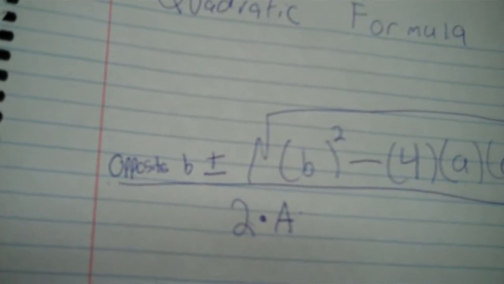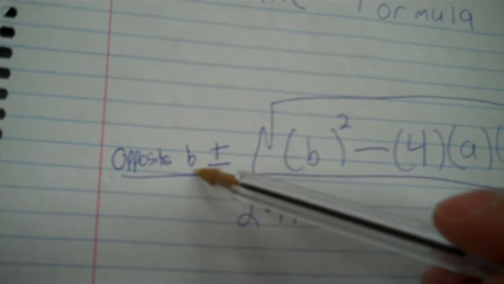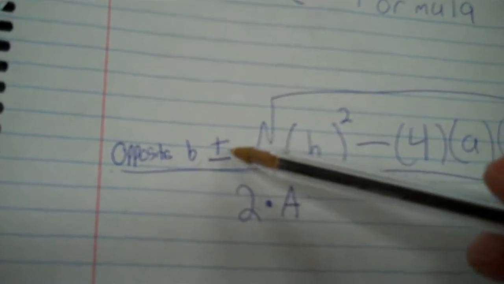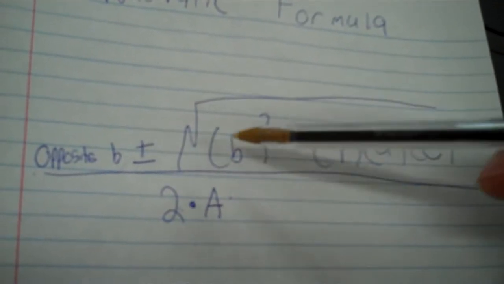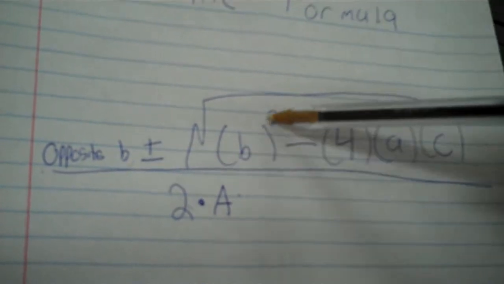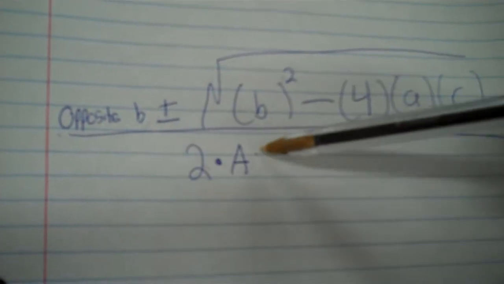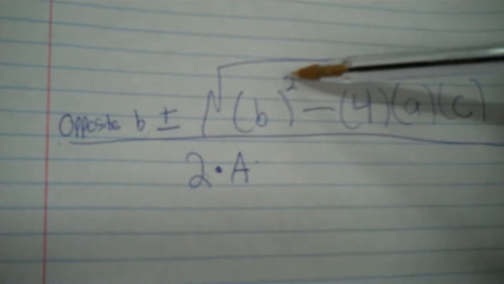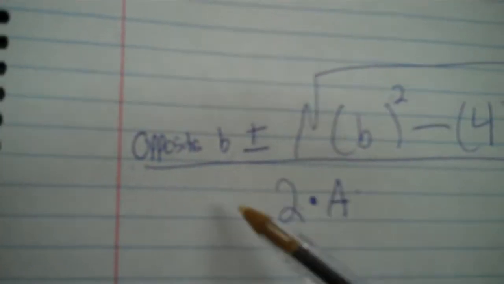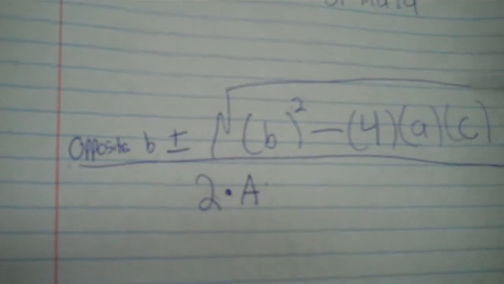Opposite of B, plus or minus the square root, B squared minus 4AC, B squared minus 4AC over 2A, over 2A. Squared means second power.